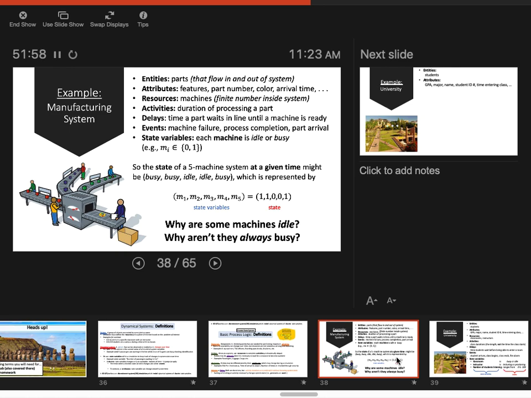Question? What's the difference between resources and state variables? Resources are the things themselves. I am a resource. But a state variable is a mathematical variable used to represent me. My name is Ted, so if I created a variable called T, and T was either 0 or 1, then the resource we're modeling in reality is me, but the variable we're using to represent whether I'm busy or idle is T.